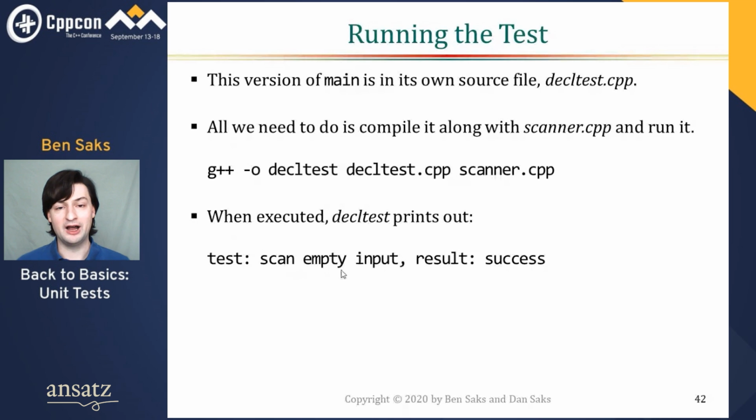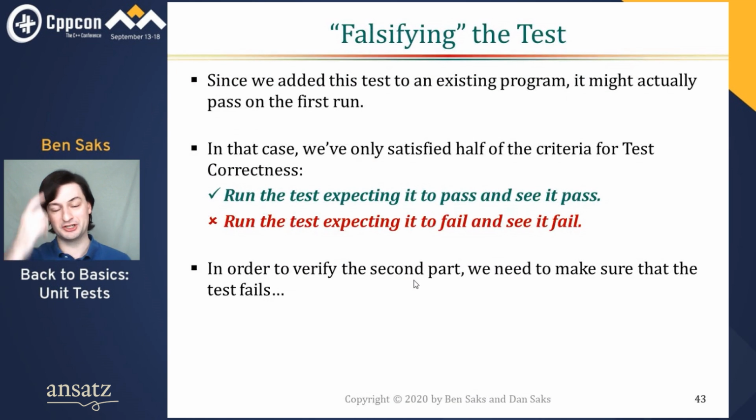All right, so this version of main is in its own source file that I call decltest.cpp. So we compile that with just scanner.cpp. We don't actually need the original decl.cpp at all because it just contained the parser, which we're not using, and the main program, which we're not using. And when we execute this program, indeed decl test prints out, I tried running this test and it succeeded. Because this is an existing program, there's a good chance that it may actually pass on the first run.